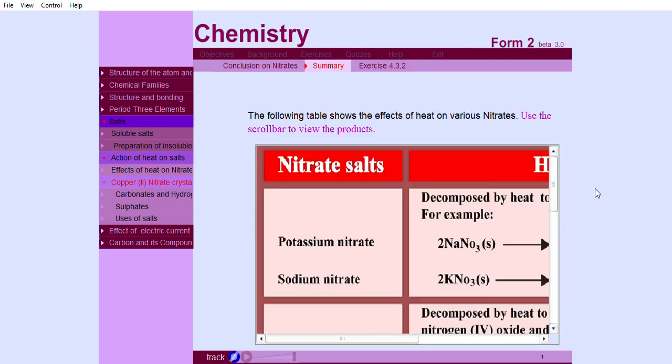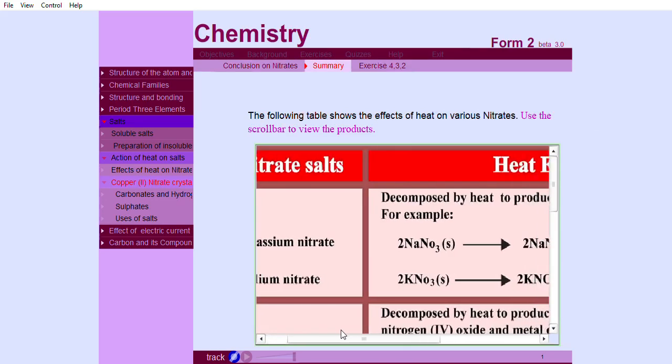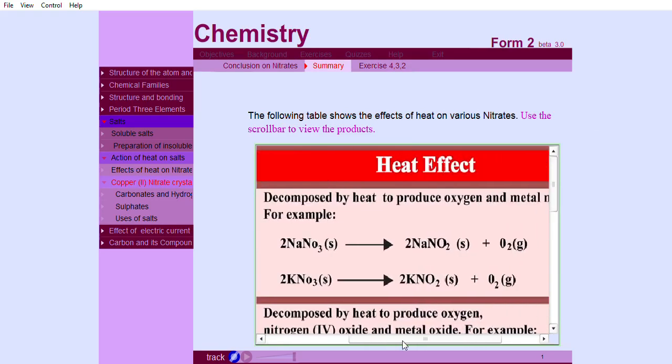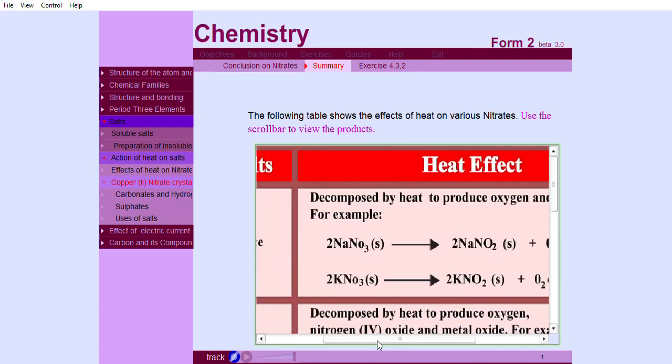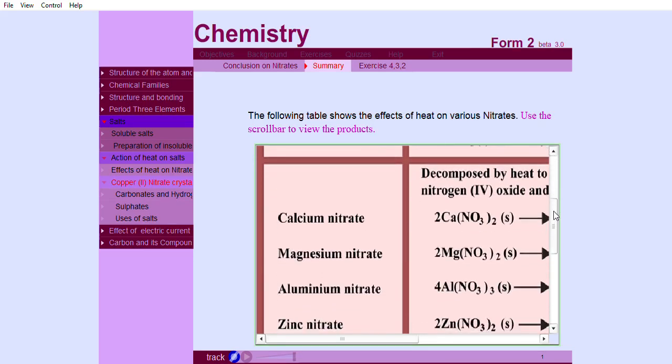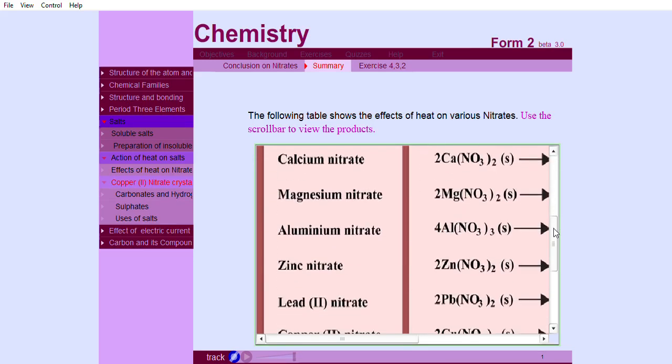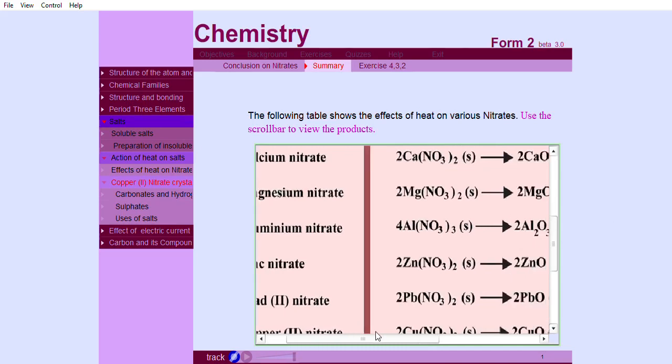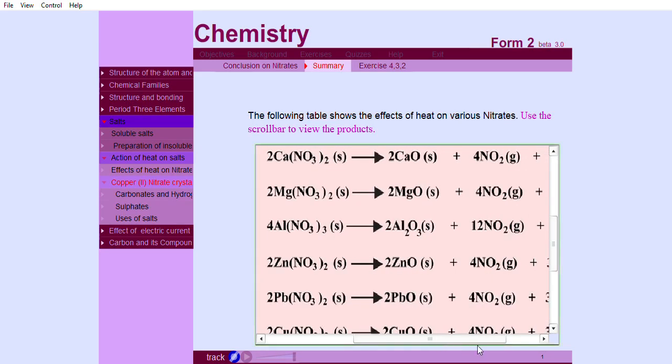Nitrates of group 1 elements decompose on heating to give the metal nitrite and oxygen gas. Nitrates of potassium and sodium decompose on heating to form their metal nitrite and oxygen gas. Nitrates of silver and mercury decompose on heating to form their metal, nitrogen-4 oxide and oxygen gas.